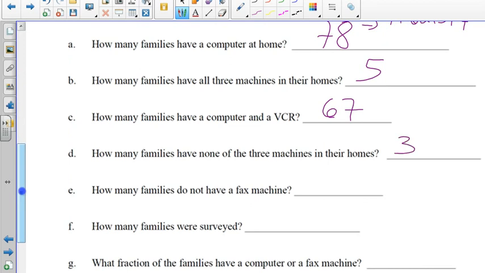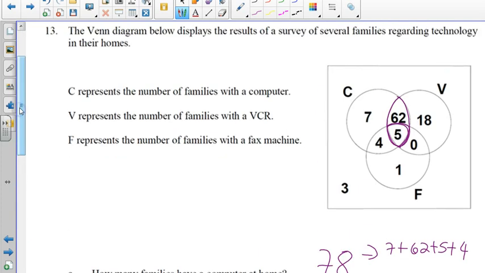How many families do not have a fax machine? Quite a bit. 12. 7. How many families are there in total? 100, I don't know, are there 100? What's 62? That's 80. 80 plus 12, 30, 92, 99, there's 100.